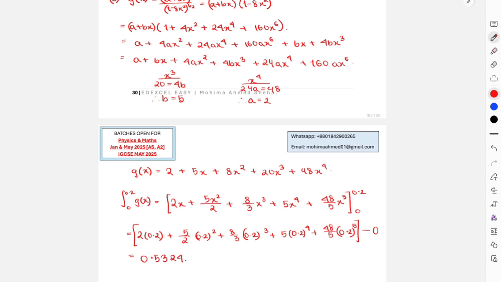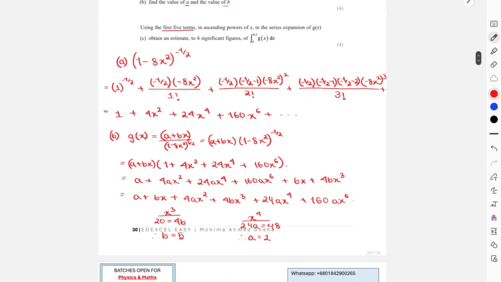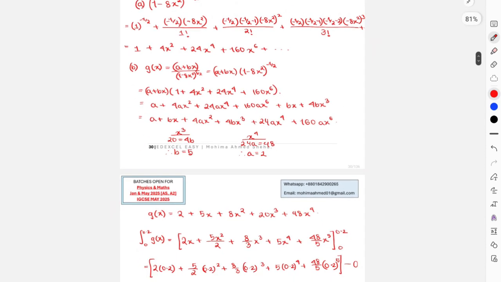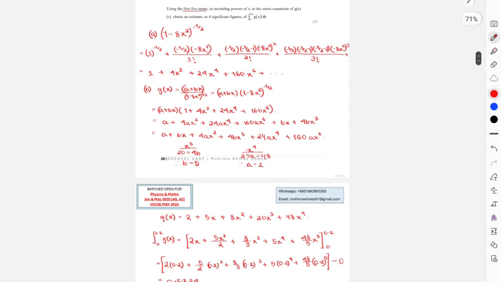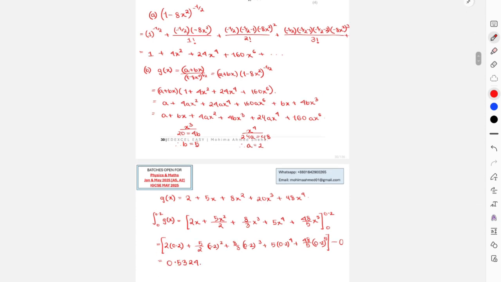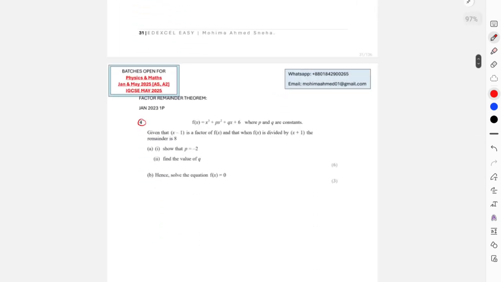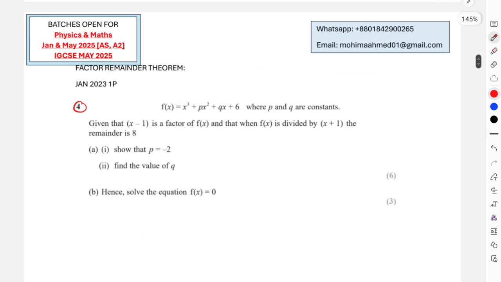After this, I think we'll move on to kinematics. I'm not sure, let me see. Wait, let me just scroll over the entire maths once again so that you can see this entire thing in one screen, okay? So after this, we'll move on to... sorry, factor remainder theorem, right?